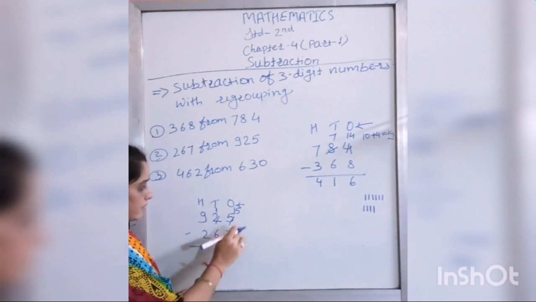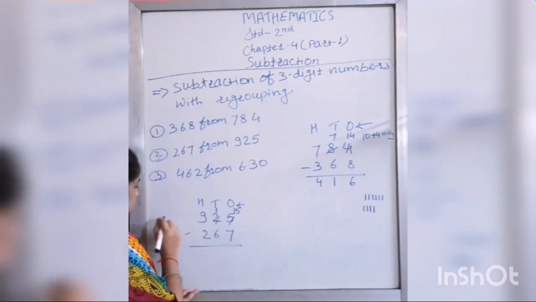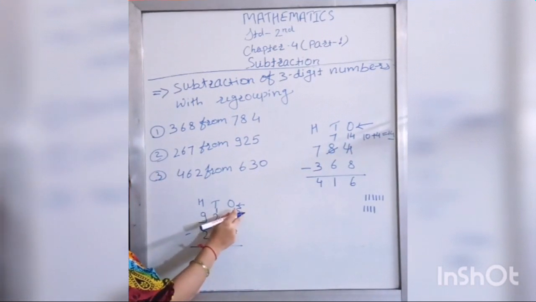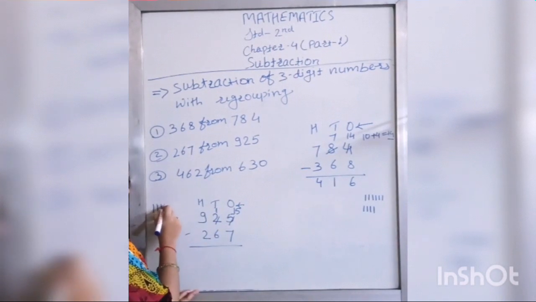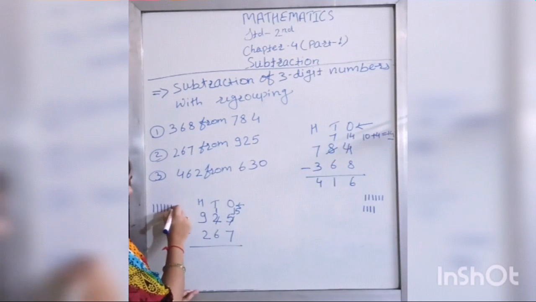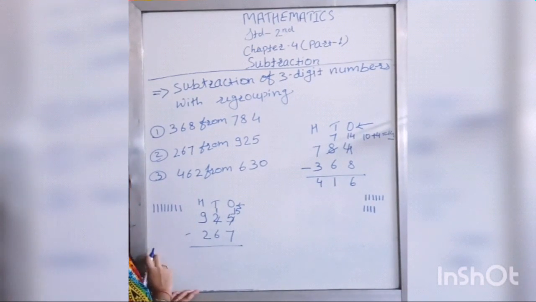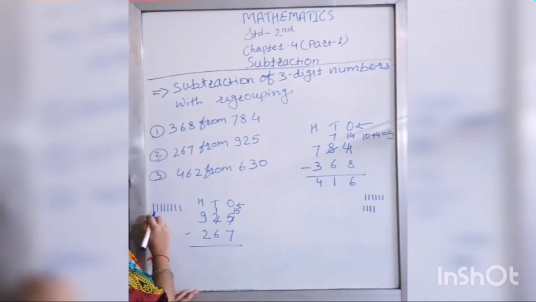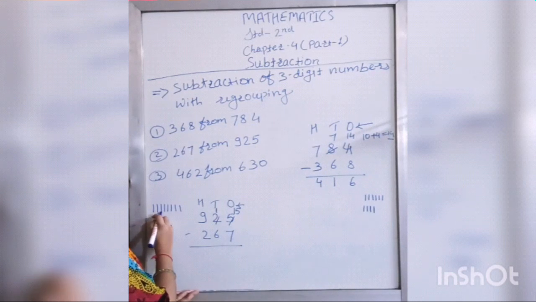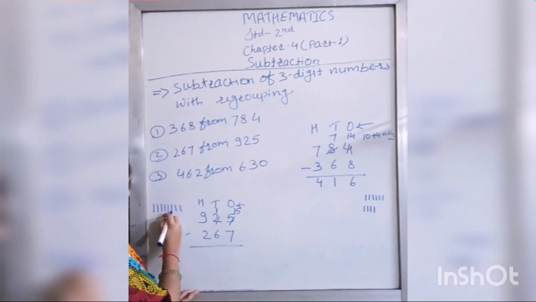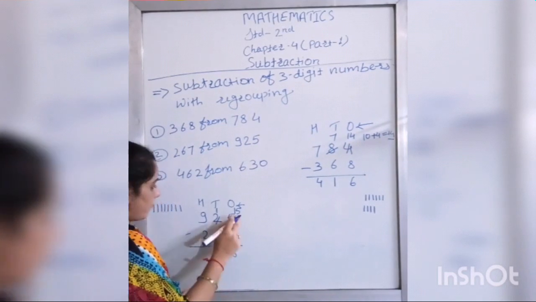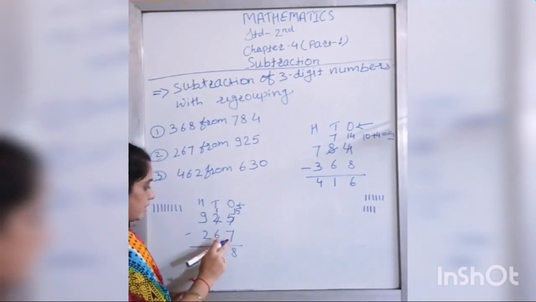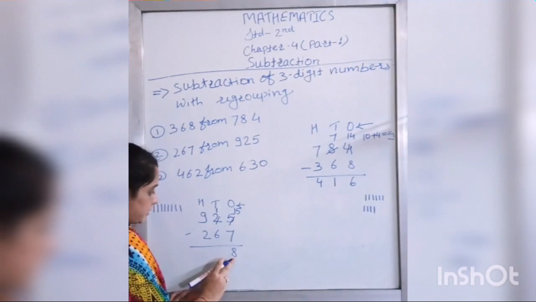Now subtract 7 from 15. Count after 7 till we get 15: 8, 9, 10, 11, 12, 13, 14, 15. Count these lines. 1, 2, 3, 4, 5, 6, 7, 8. So 15 minus 7 is equal to 8.